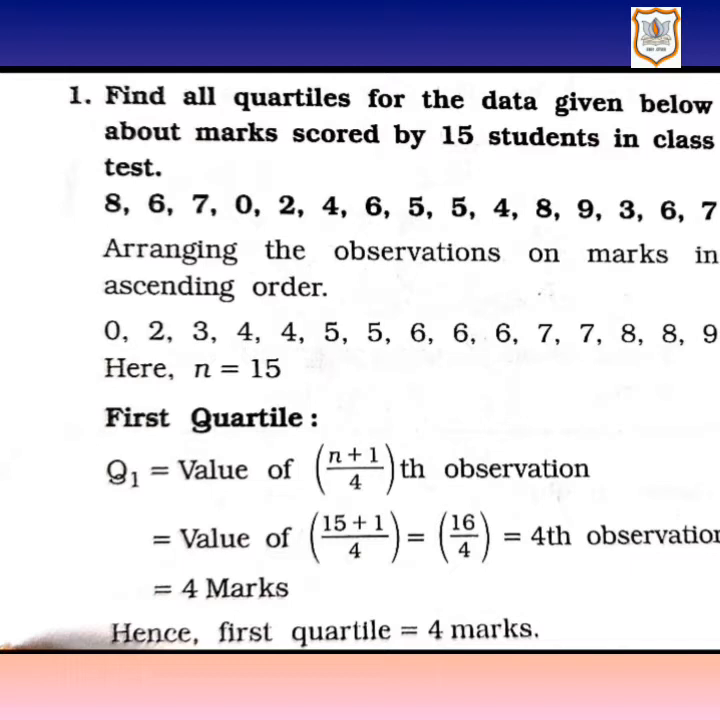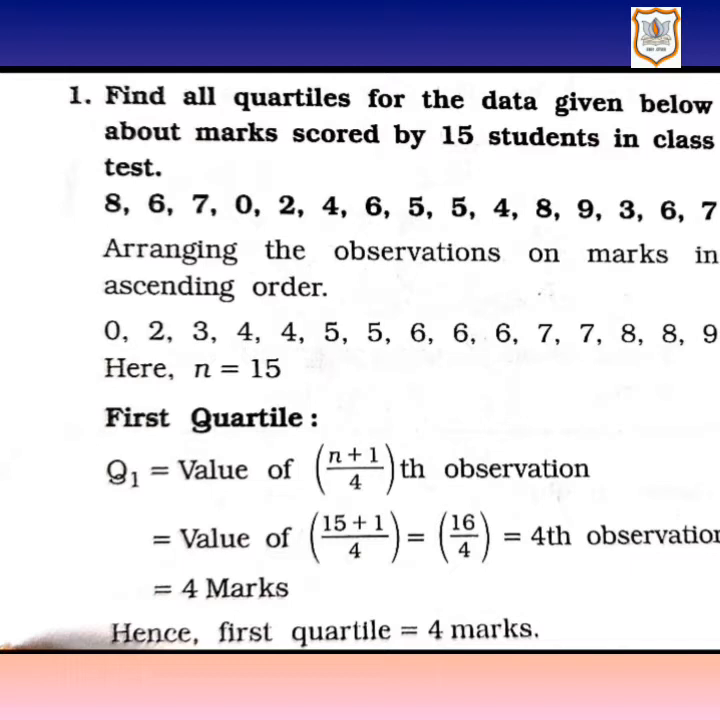In this video, we are going to begin exercise 3.4 that is related to measures of positional average, that is median, quartiles, deciles and percentiles. So we are going to solve sums related to all that. Let's solve sum number 1 from exercise 3.4.